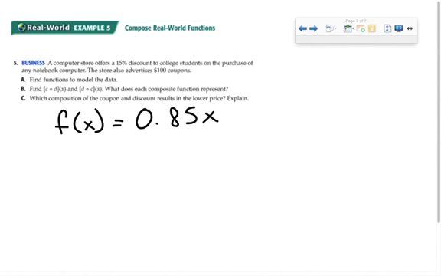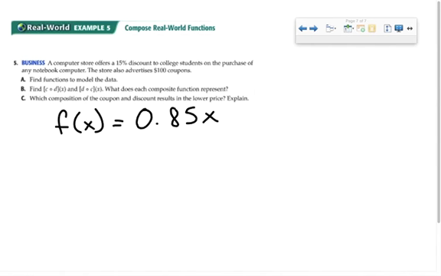Let's remember what I did, because certainly you've seen this before. If I only did 0.15x as my function, I wouldn't be finding the amount of money that I'm spending on my computer. I'd be spending the amount discounted from my computer. Okay, so that's why I subtracted 15% from 100% to get this 85% that I'm expressing as a decimal. Okay, so I just wanted to make sure to clarify that.